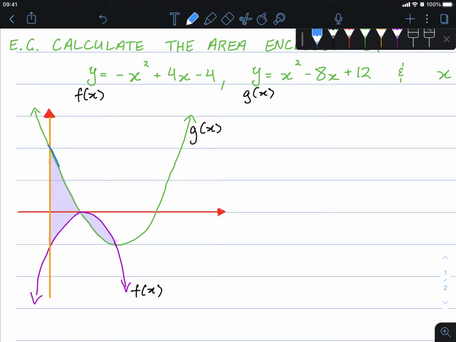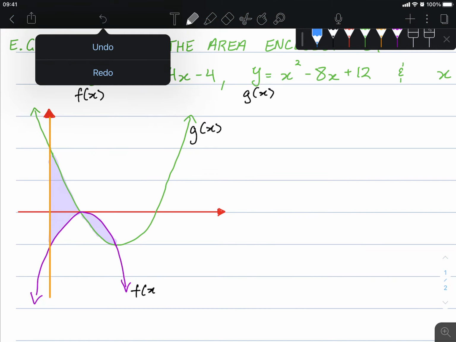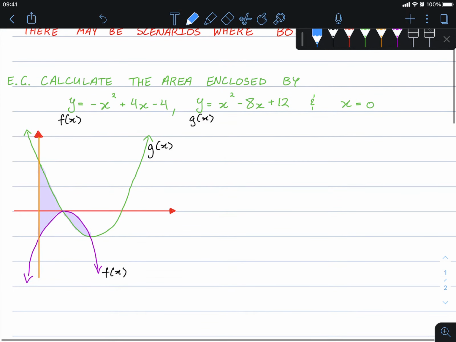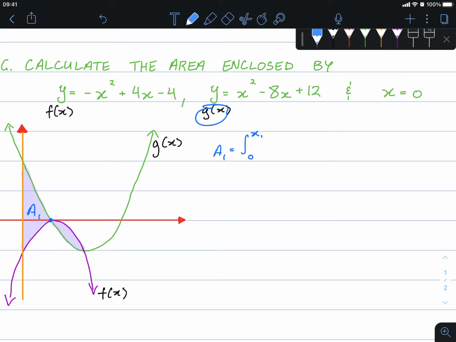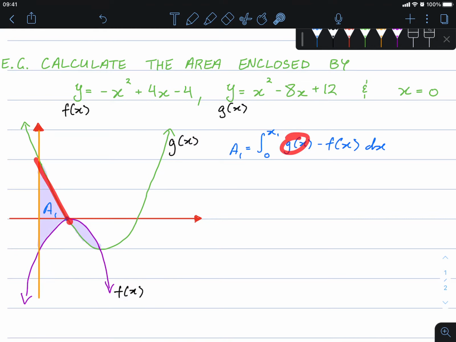It's actually g of x, which is above, and f of x, which is below. So in that interval, call this area 1. For area 1, it's from 0 to this x value, we don't know, let's call it x1, of g of x, because that's the one above, minus f of x dx. G of x because it's above, and f of x because it's below.